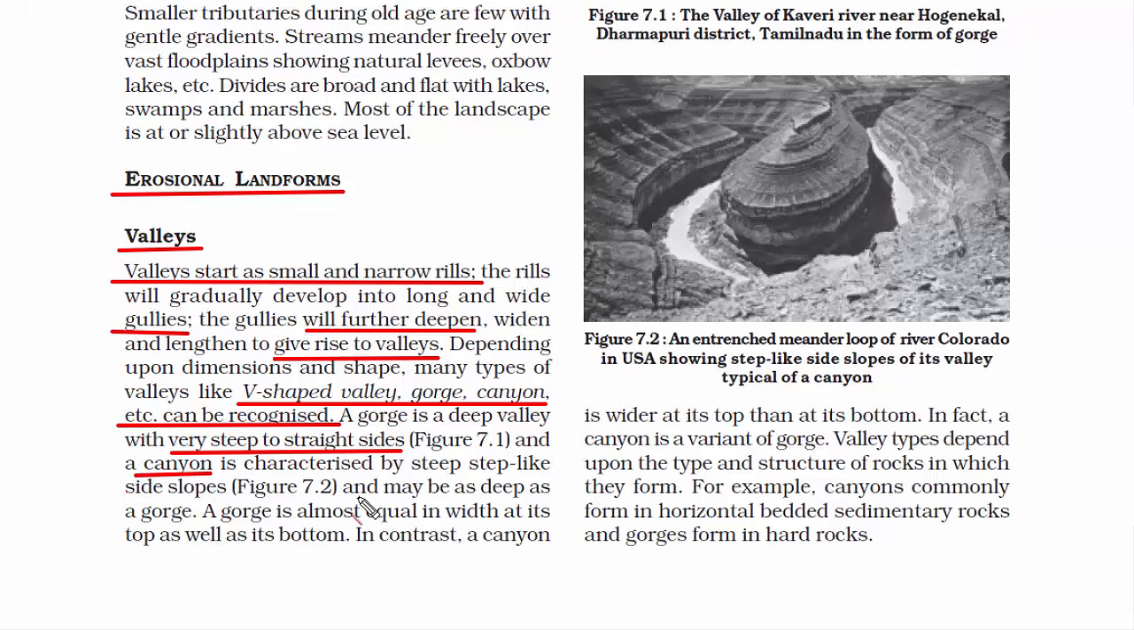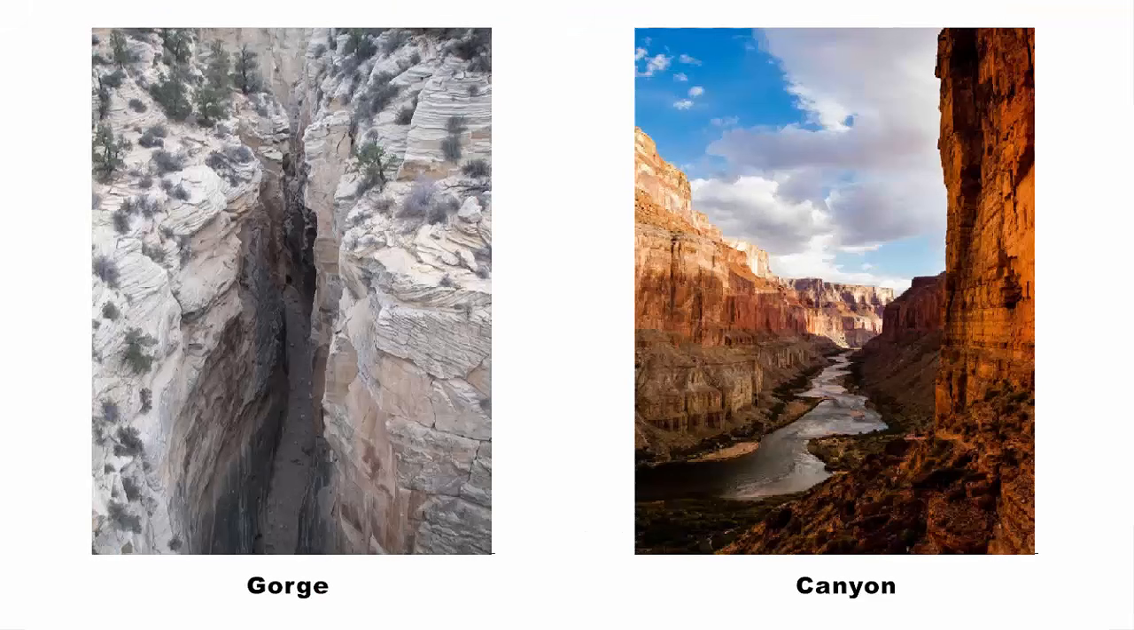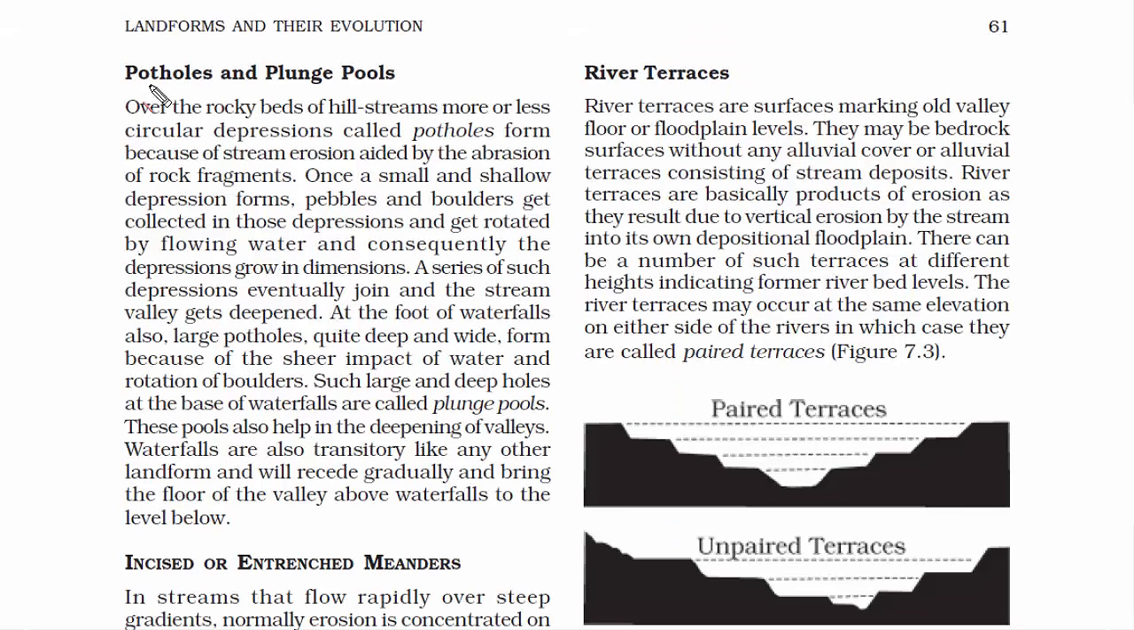Then we have the canyon. A canyon has steep, step-like side slopes and is as deep as a gorge. The only difference between a gorge and a canyon is that a gorge has equal width at its top as well as bottom, whereas in a canyon, the top portion is wider than the bottom. Remember this difference. The second type of erosional landform is plunge pools and potholes.